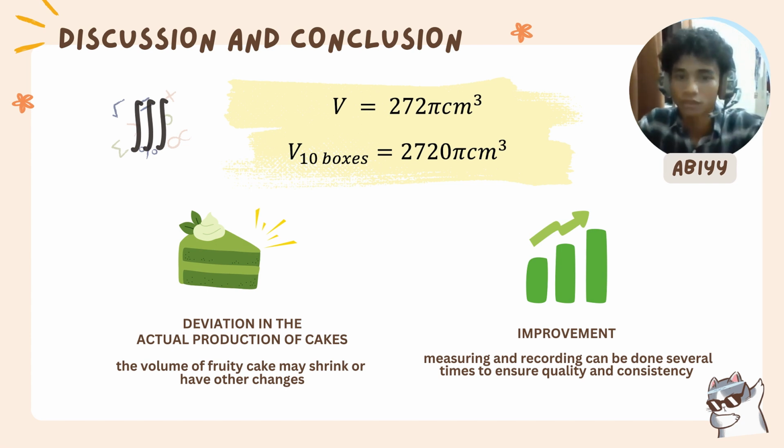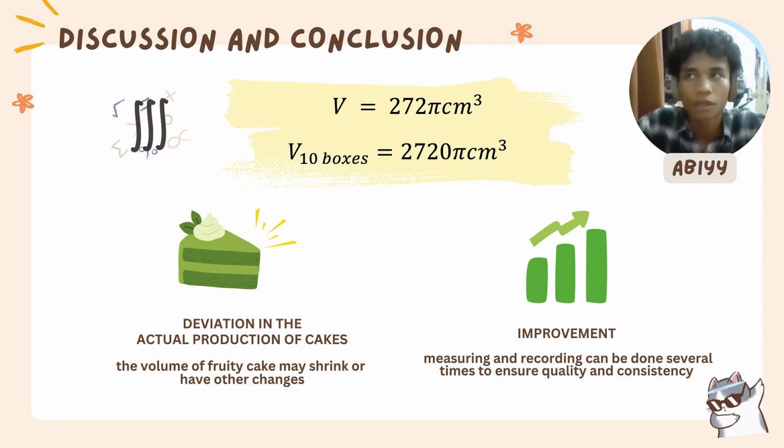In short, the volume of one box of fruity cake is calculated by applying the triple integrals in cylindrical coordinates. So, the total volume for 10 boxes of fruity cake is then calculated. The volume of mixture for one box of fruity cake is 272 pi cm cubed. So, for 10 boxes of fruity cakes it is 2720 pi cm cubed.